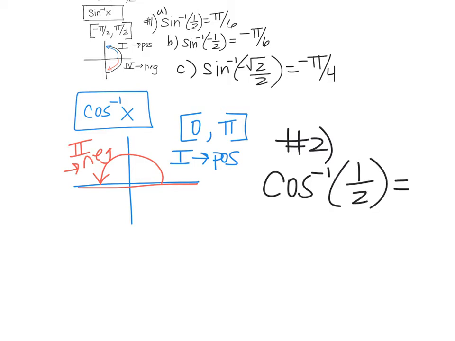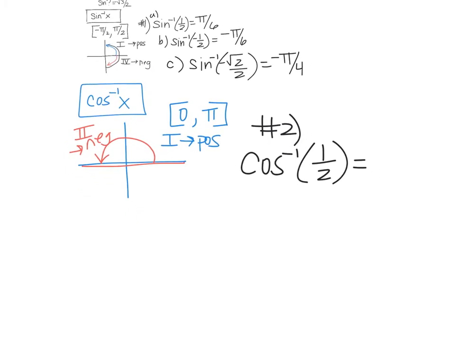Cosine inverse of 1/2. So in other words, what angle in quadrant 1, because this 1/2 is positive, what angle gives me a cosine value of 1/2? You got that? Pi over 3. You're pretty quick on these. You got to be pretty quick. It's nice to have the unit circle in front of you, right? But I can just picture it, imagine it.